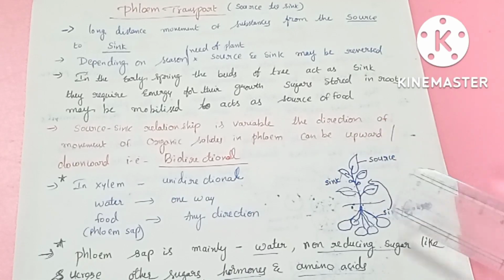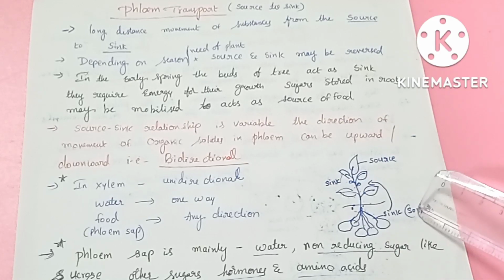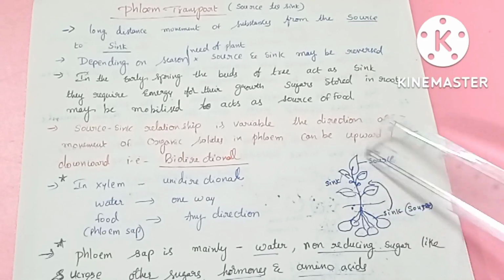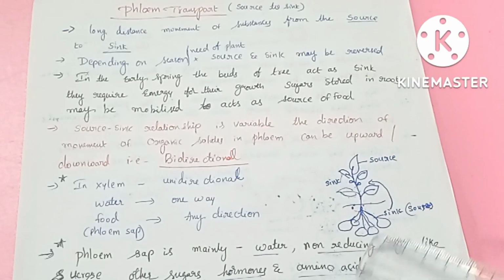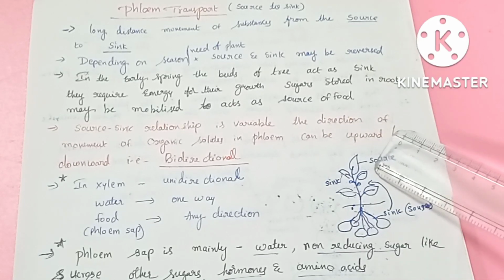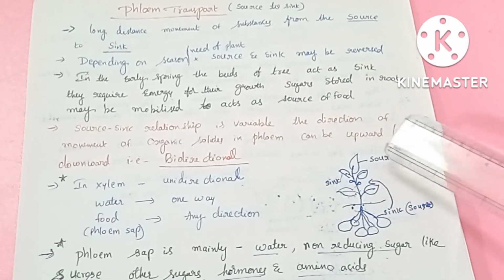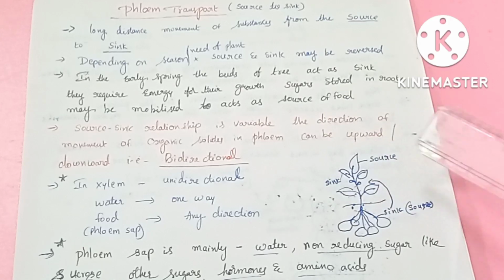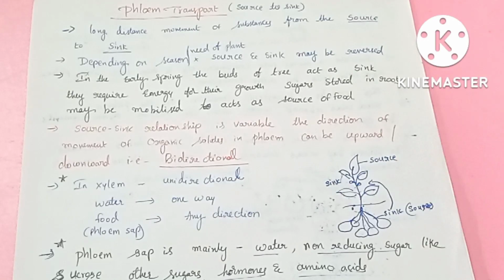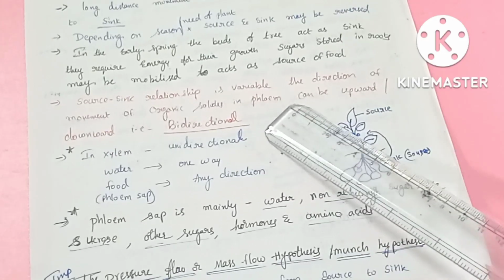In the next season, these tubers, the roots in the form of tubers, will act as a source of food, because where is the food? Here in the roots there is food, but here there is no food. Then what will happen? From this roots region, they will act as a source. The food is translocated to the growing regions, that is buds. That means in one season one will act as a source and the other will act as a sink. In the next season the sink will act as a source and the source will act as a sink. That means here the source and sink relationship is variable.